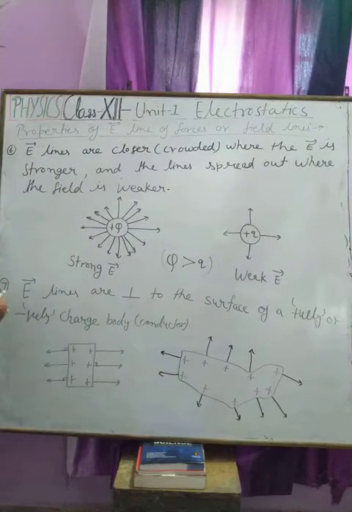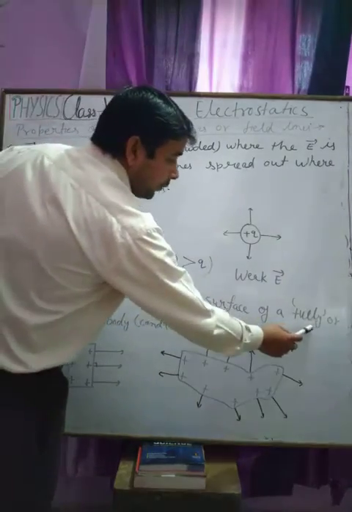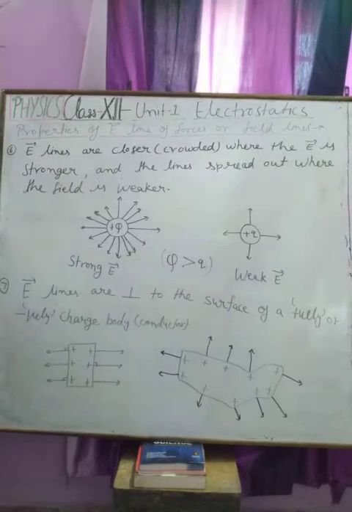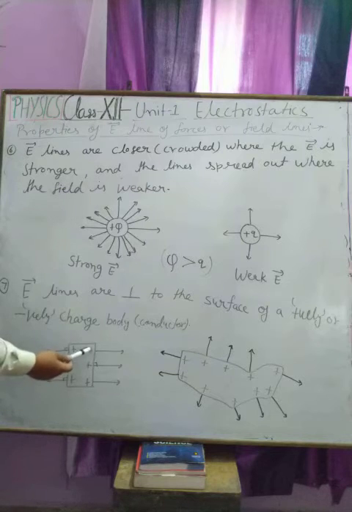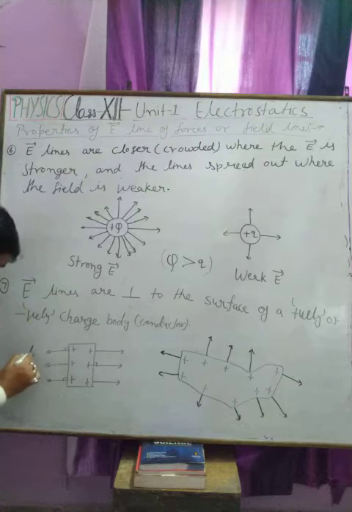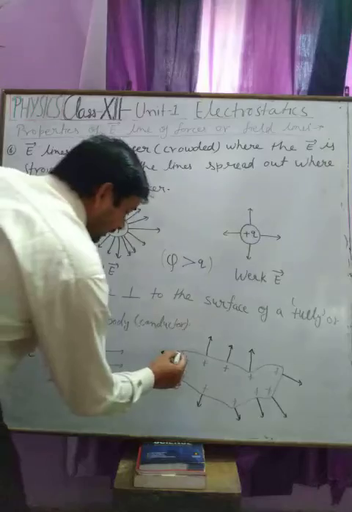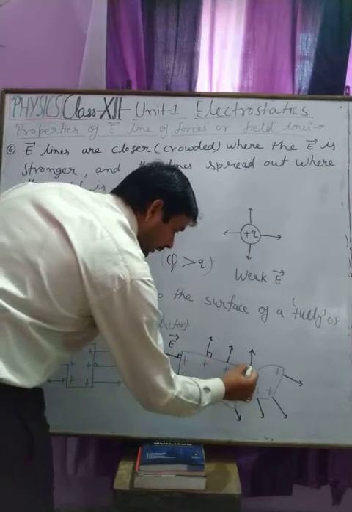Next, electric field lines are perpendicular to the surface of a positively or negatively charged body or conductor. We can understand this. This is a rectangular shield which is positively charged. We find the field lines are perpendicular to the surface. For the same, perpendicular to the surface.